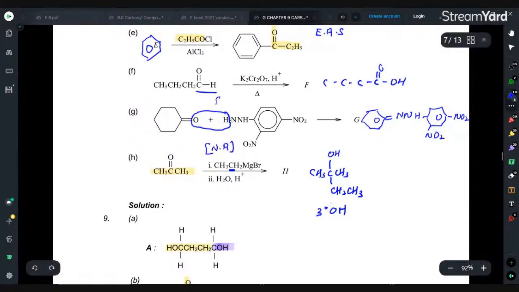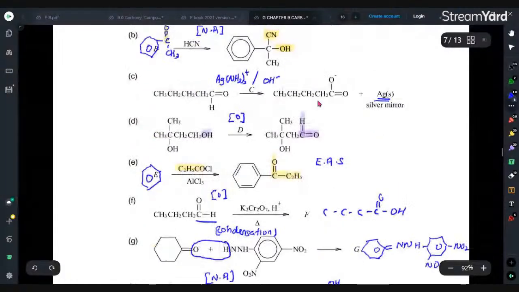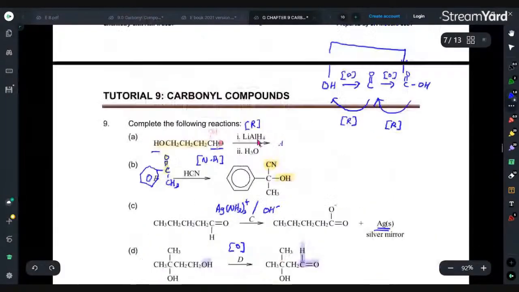This one is condensation reaction. Okay, and then this one is oxidation. Okay, this one is electrophilic aromatic substitution. Okay, when you do this kind of question, right, you must always try to identify the type of reaction.